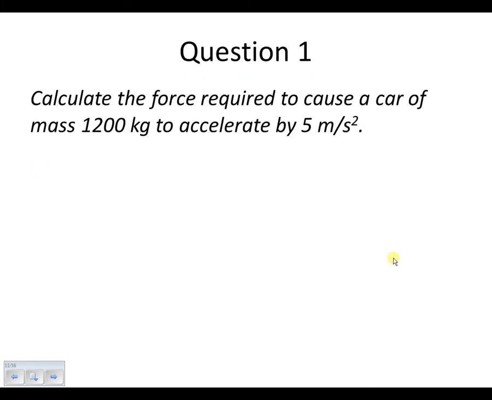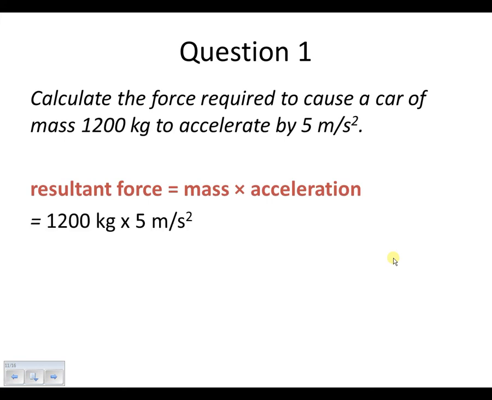Let's take a look at a simple question. Calculate the force required to cause a car of 1200 kilograms to accelerate by 5 meters per second squared. F is equal to ma. Let's see if we've got mass. Of course we've got mass: 1200 kilograms. We've got acceleration, which is 5 meters per second squared. You multiply them, 1200 by 5, and you get 6,000. It is force, so the unit is newtons.